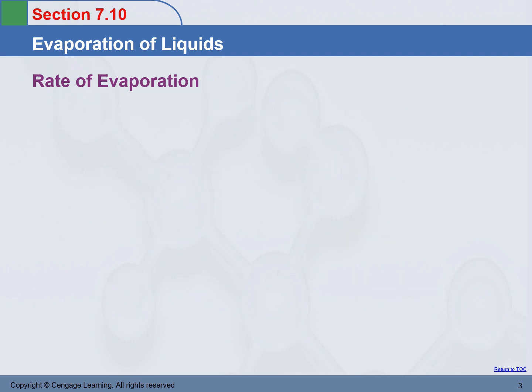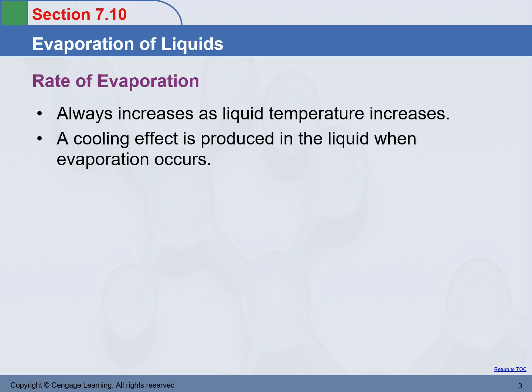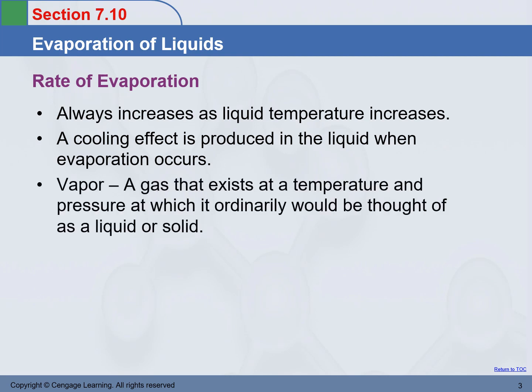Well, when we were talking about the temperature impact on the rate of evaporation on the last slide, I talked a lot. So I'm going to summarize it here again for you. Higher temperature, faster evaporation. A cooling effect is produced in the liquid when evaporation occurs. A gas that exists at a temperature and pressure at which it ordinarily would be thought of as a liquid or solid is called vapor.